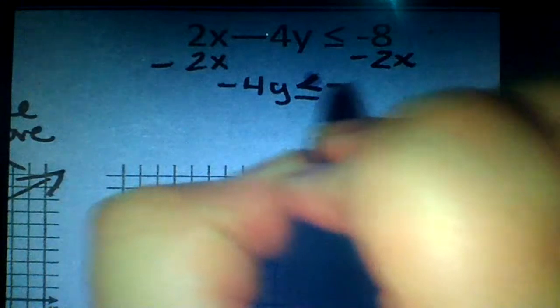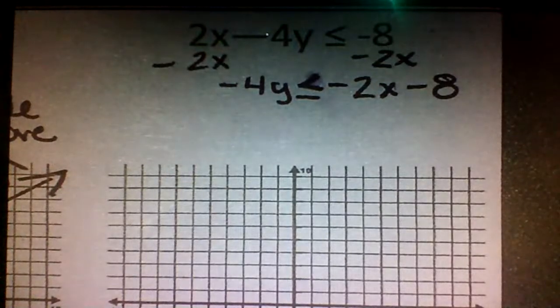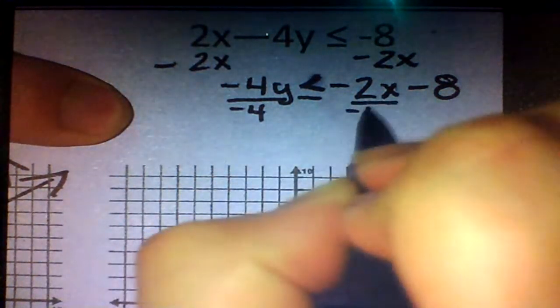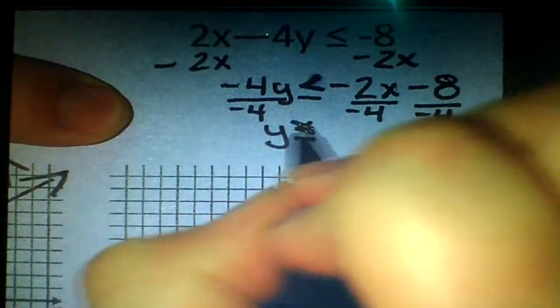So negative 4y is less than or equal to negative 2x minus 8. Okay, y is still not alone. I need to get it alone. How do I get rid of that negative 4? Divide. And I'm dividing by a negative number, which means I need to do what? Change the sign. So y is now less than or equal, or I'm sorry, greater than, my bad. Greater than or equal to.